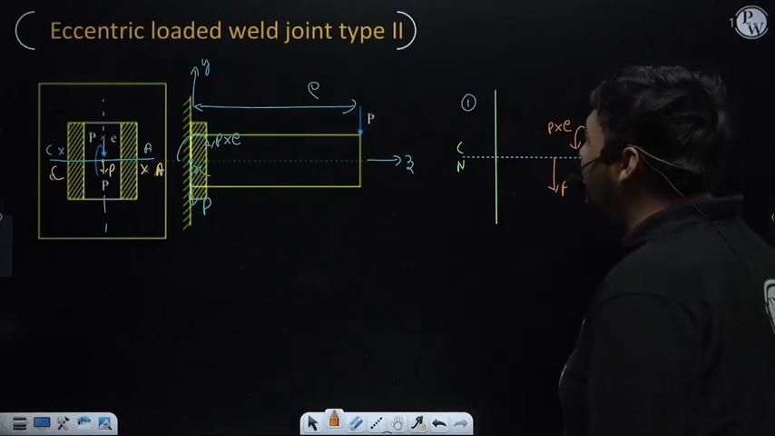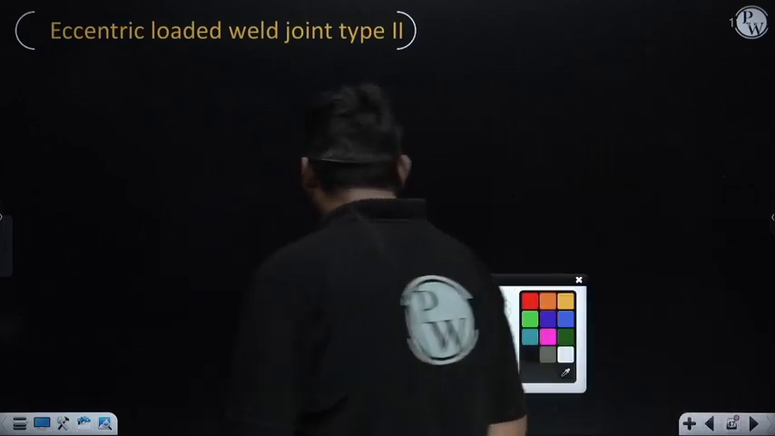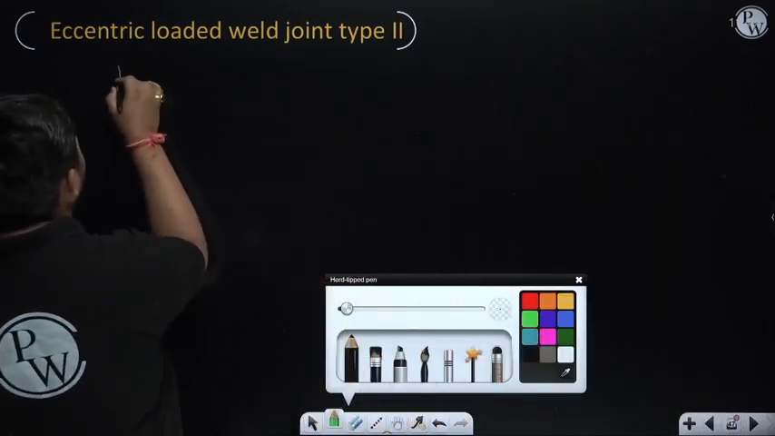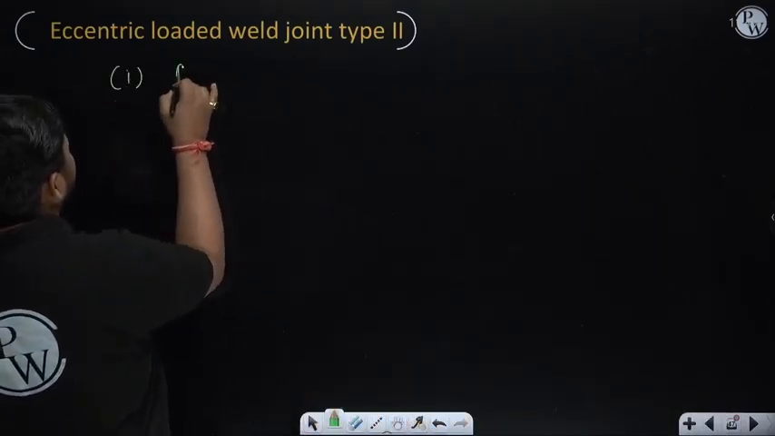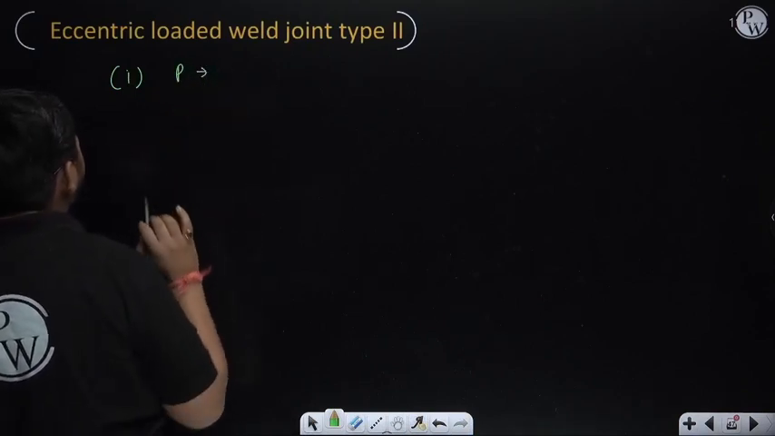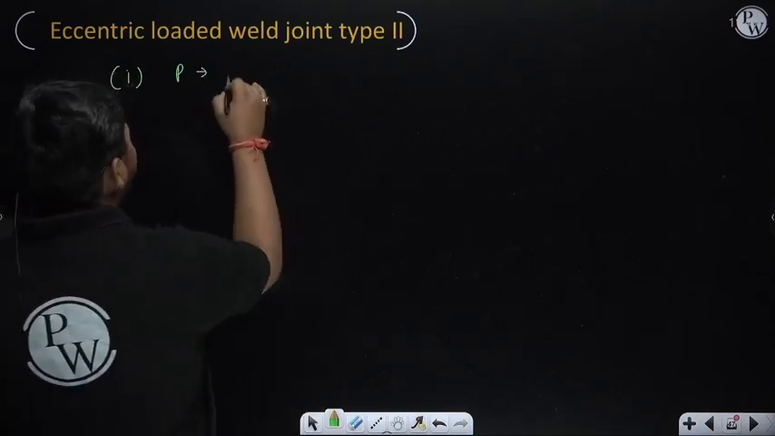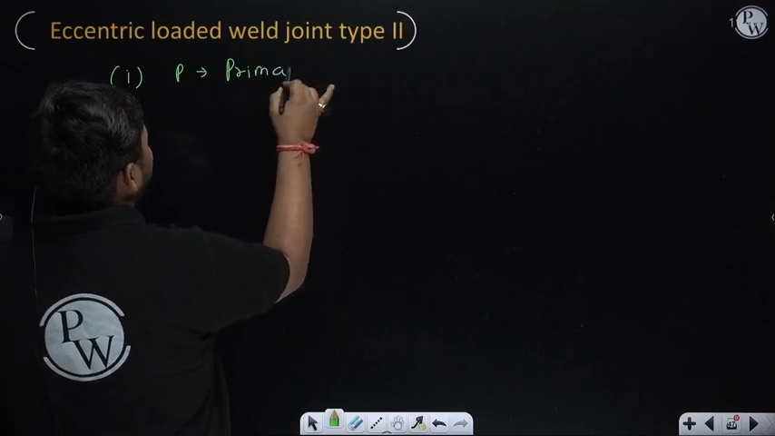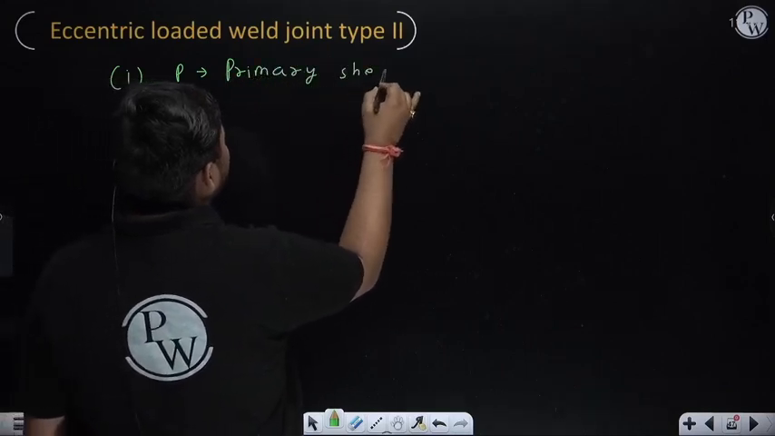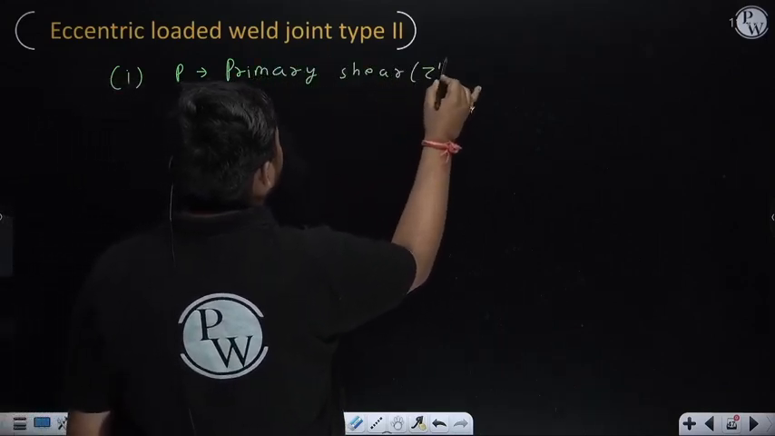So first I am explaining the effect of direct force P that I have already discussed. Now due to force P, definitely primary shear stress will be induced in the weld. Suppose I am denoting primary shear stress as tau dash.